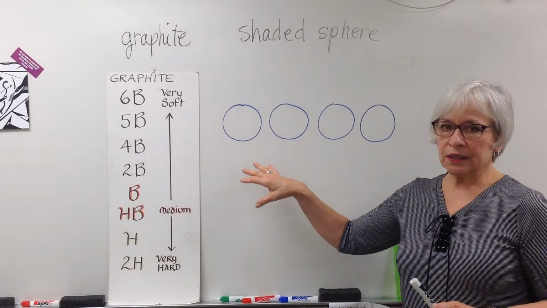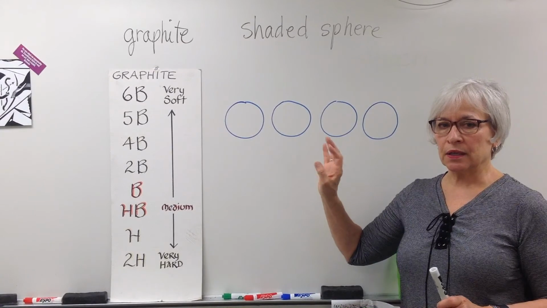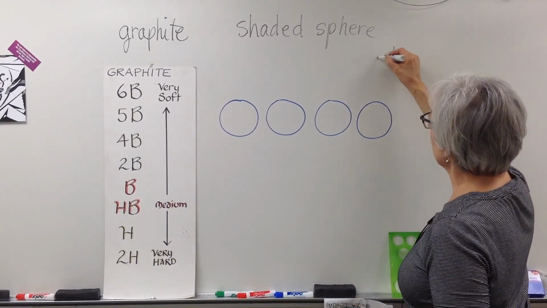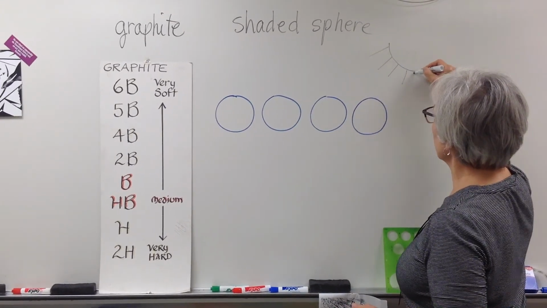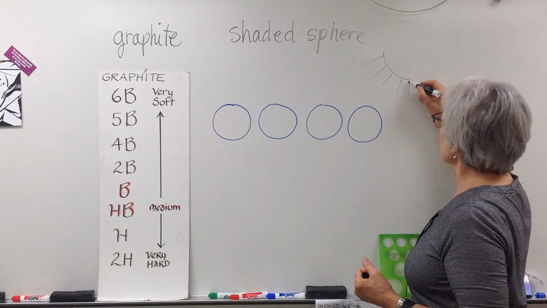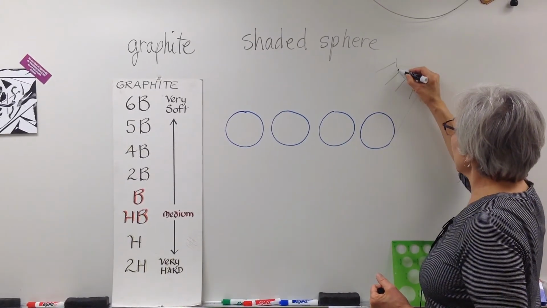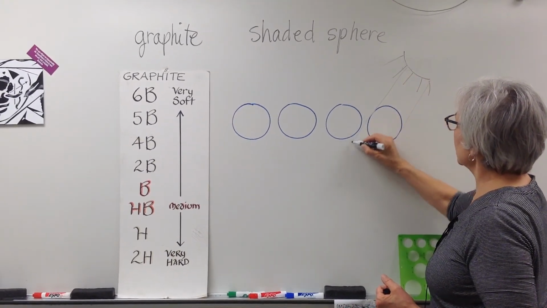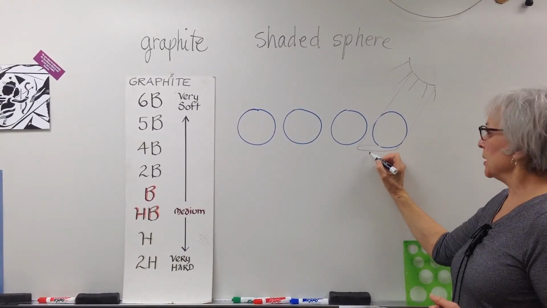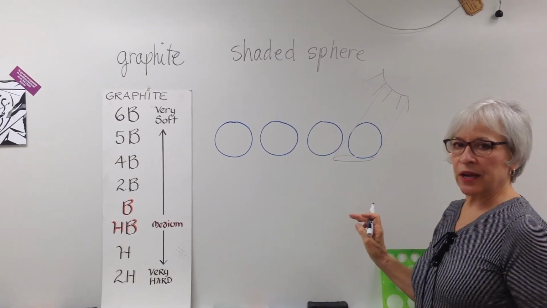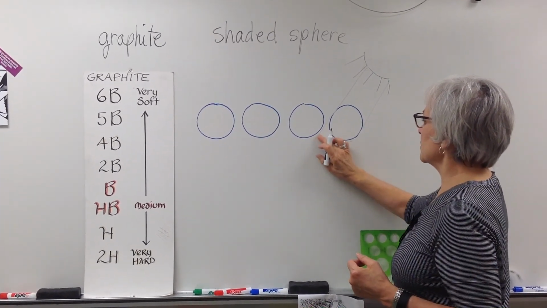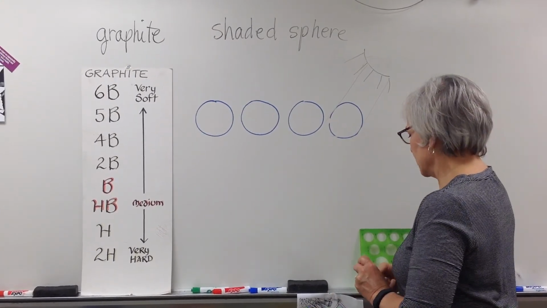We're going to shade each of these spheres with a light source in mind, and I would say if we could normally have the light source coming from the upper right-hand corner, that would be effective. Light travels in a straight line, so when we know that light travels in a straight line, it's also going to affect where the cast shadow will be. You don't have to worry about the cast shadow in this assignment, but you do have to be aware of the light source for this activity.